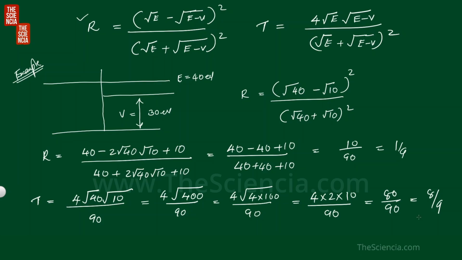Here you can see when we add the reflection coefficient and transmission coefficient, we will get it equal to 1. That is, T plus R is equal to 1. So once you get the reflection coefficient, then you can easily find out the transmission coefficient and vice versa. Okay.